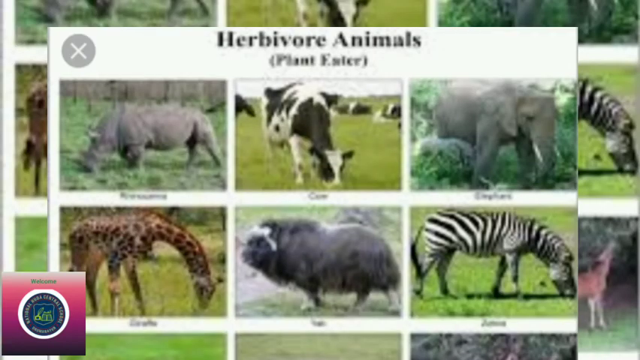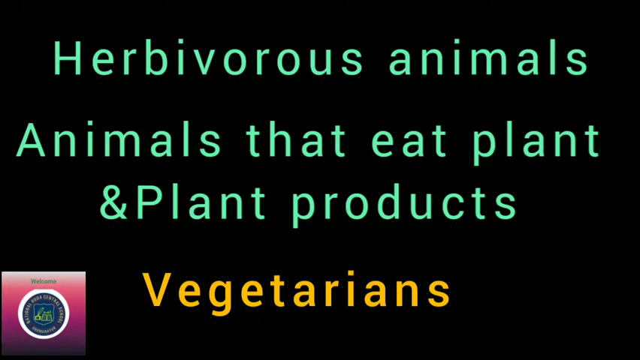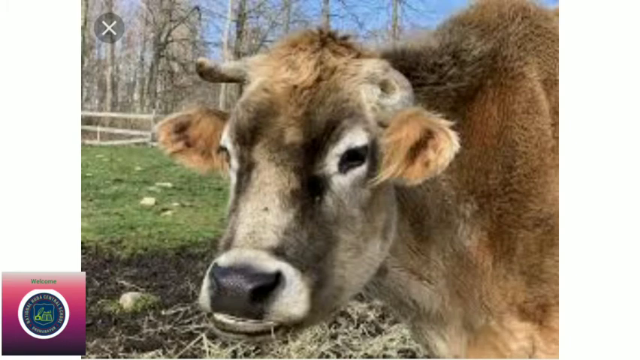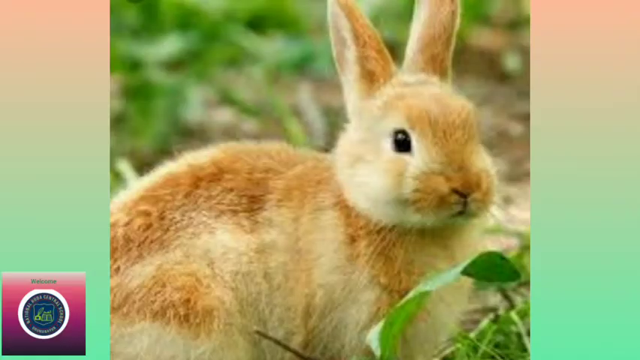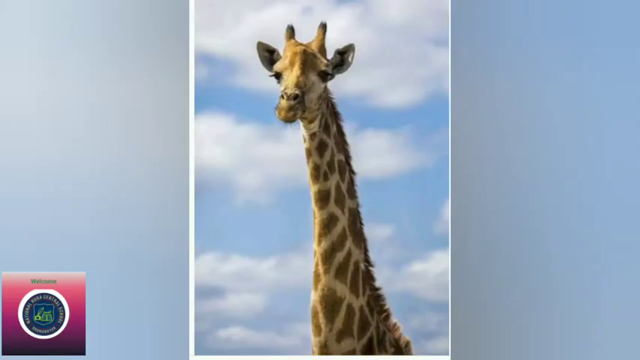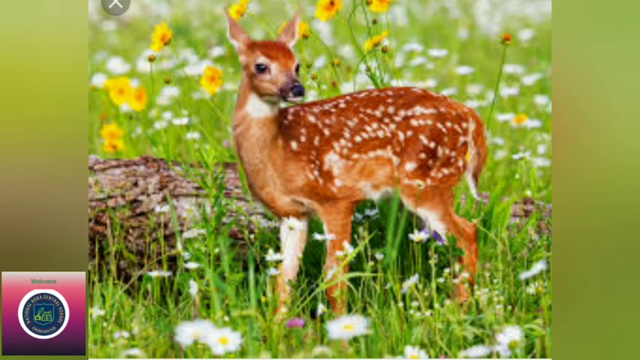First one is herbivorous animals. The animals that eat plant and plant products are called herbivorous animals. They are vegetarians. The animals like cow, rabbit, deer, giraffe, etc. are some of the examples for herbivorous animals.